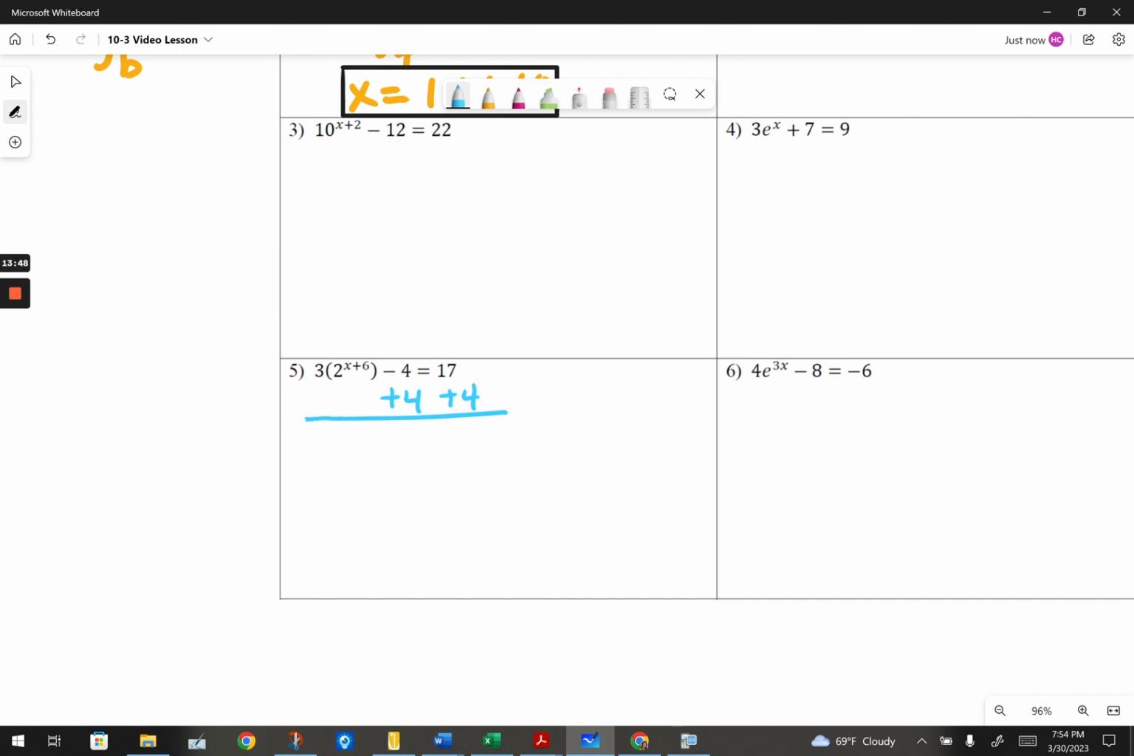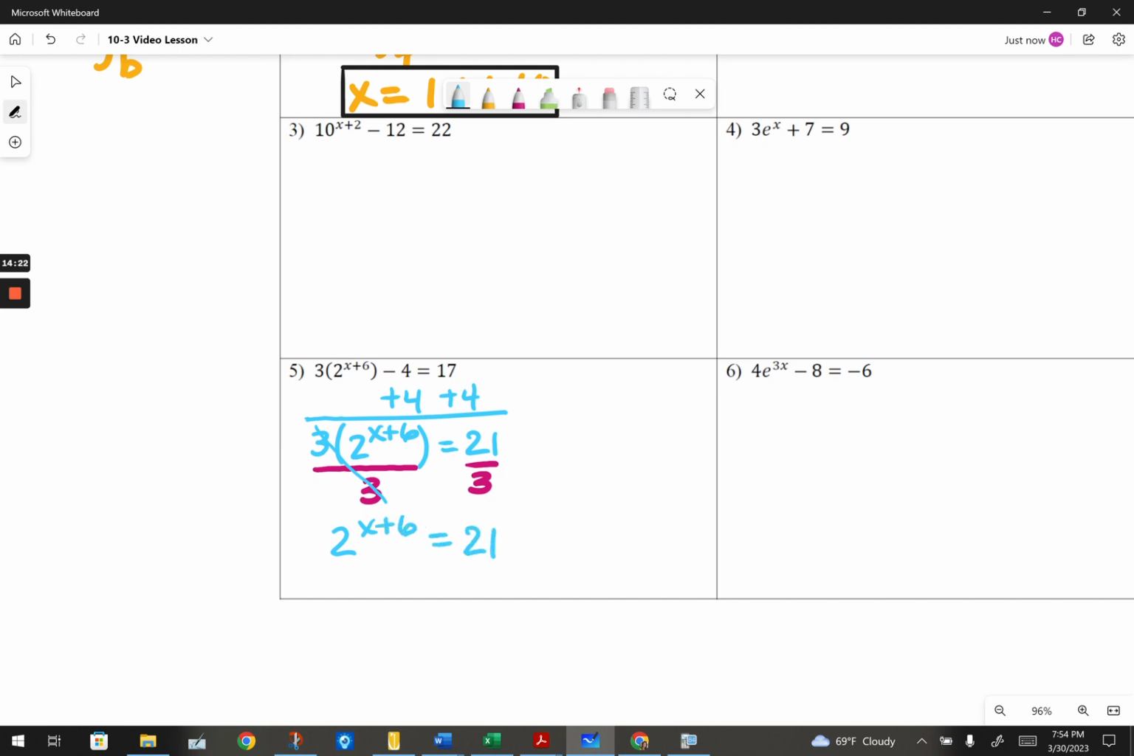So 3 to the 2x plus 6 is going to equal 17 plus 4 is 21. Now I need to divide both sides by 3, because I need to get my base to my exponent all by itself, okay? I always want to get the base and the exponent all by itself. So now I'm left with 2 to the x plus 6 equals 21, okay?